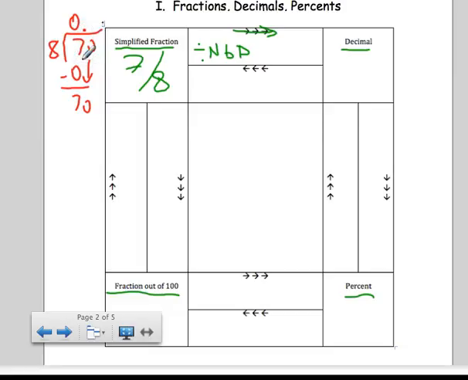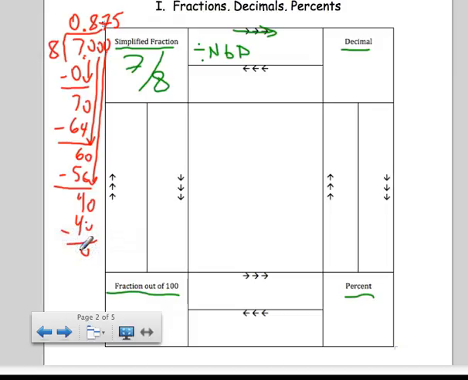8 goes into 70 8 times. So 8 times 8 is 64. Subtract, I have 6. Bring down a 0. 8 goes into 67 times. 8 times 7 is 56. I subtract, that's 4. Bring down my last 0. And 8 goes into 40 5 times. I subtract and I'm done. So as a decimal, it's probably the longest step. If you divide the numerator by the denominator, we get a decimal of 0 and 875 thousandths.